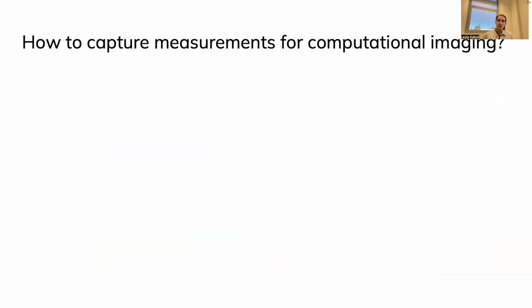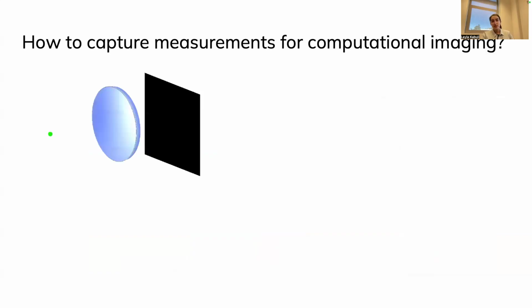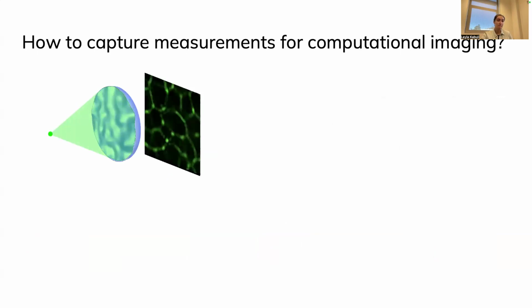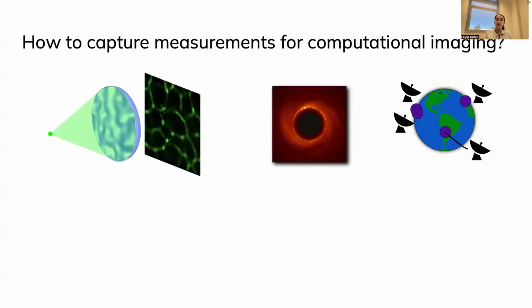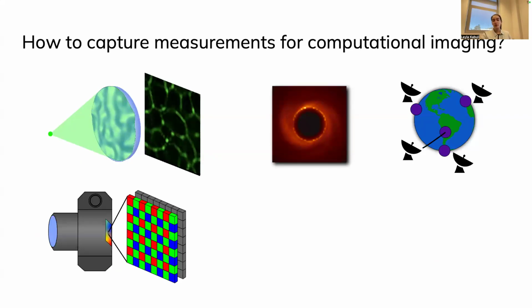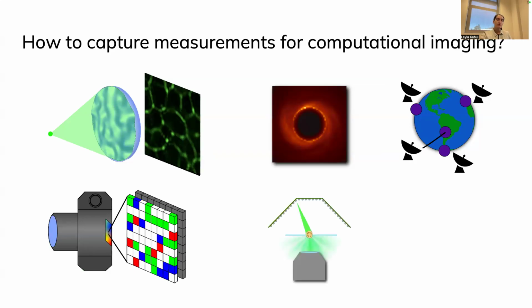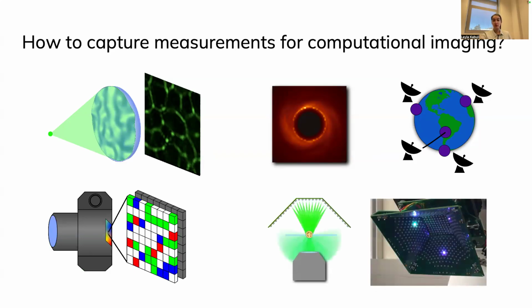How should we capture measurements for computational imaging systems? When we combine encoding with computational decoding, how should we design these encoders? So for example, if we want to replace a traditional lens with a mask, what should the pattern of that mask be? If we put telescopes on the Earth to image black holes, where should we build the telescopes exactly? If we want to do color photography, should we use a traditional color filter array, or should we use a different pattern that includes random or white patterns? And if we want to take pictures of cells with a microscope with an illumination pattern, what should that illumination pattern look like in order to get the best pictures of cells?